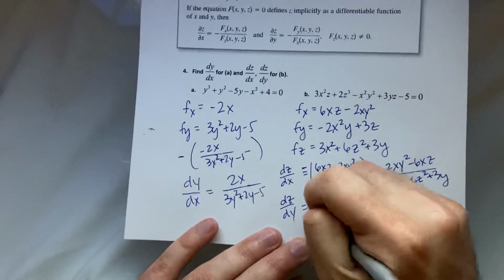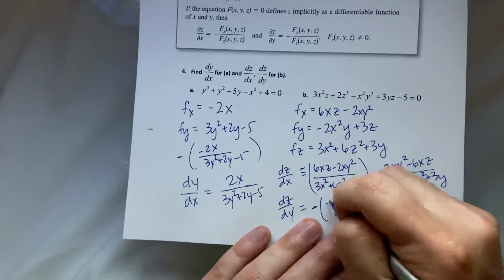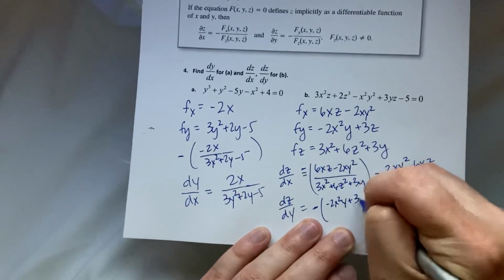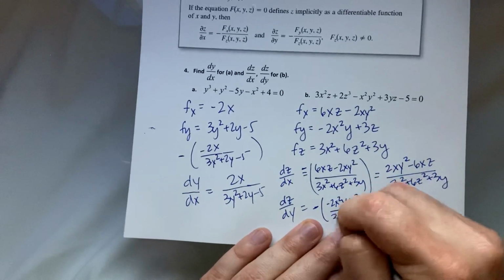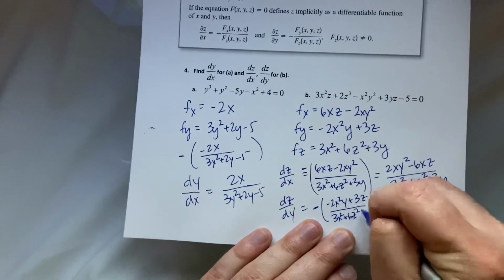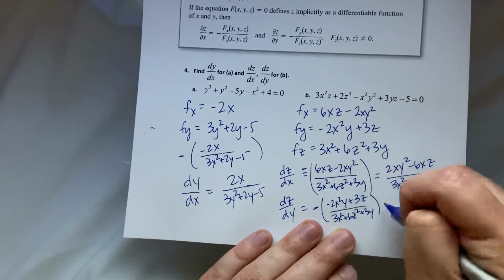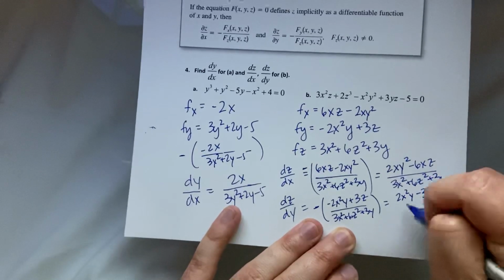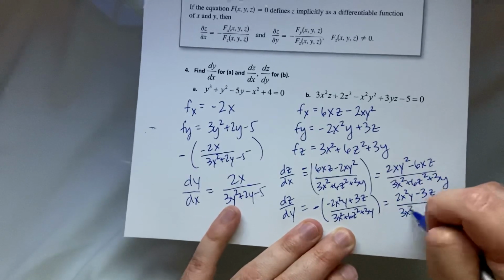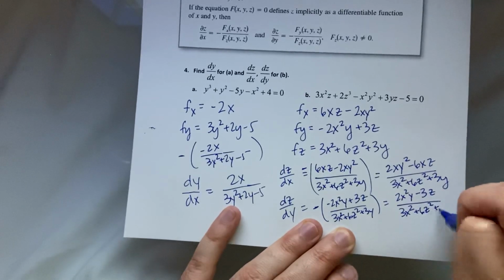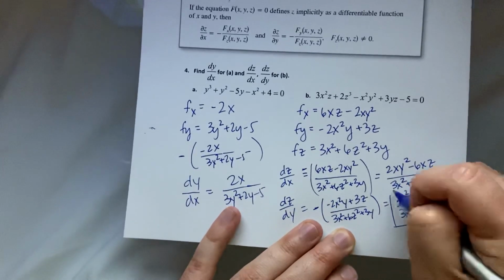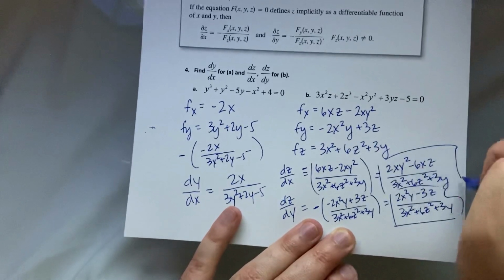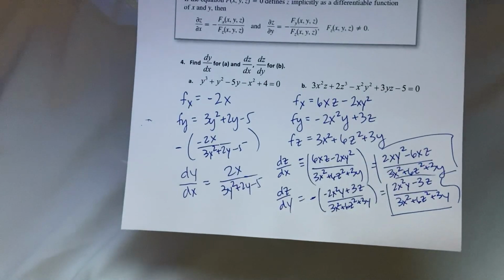Normally it's the negative of negative 2x squared y plus 3z over 3x squared plus 6z squared plus 3y, which we'll just flip the signs. So we have 2x squared y minus 3z over 3x squared plus 6z squared plus 3y. And that is all for 13.5.